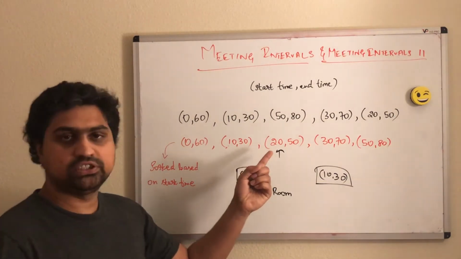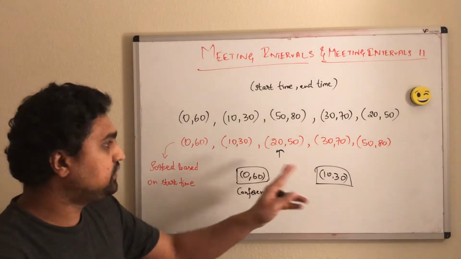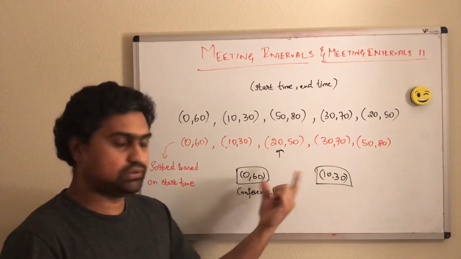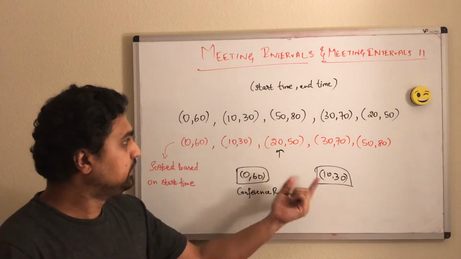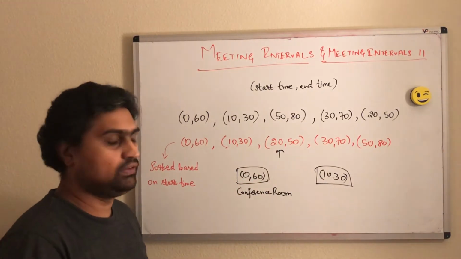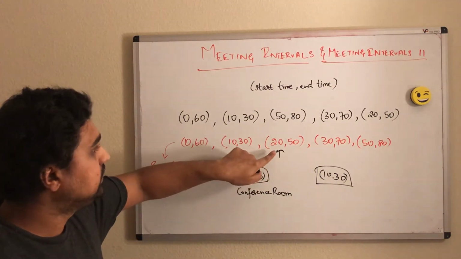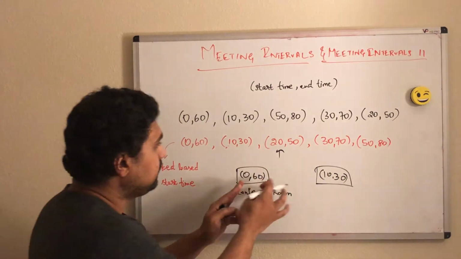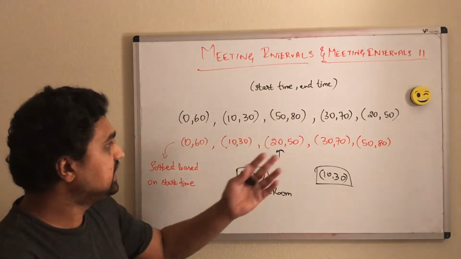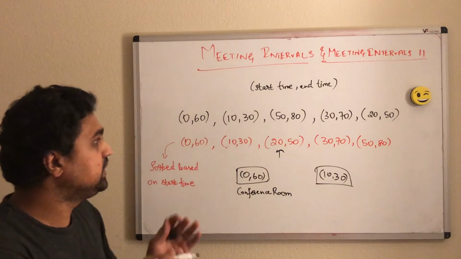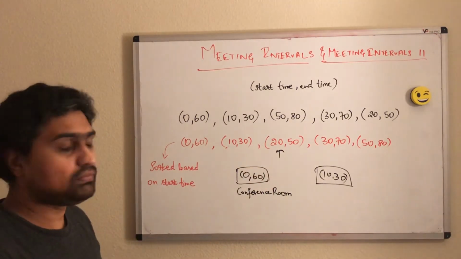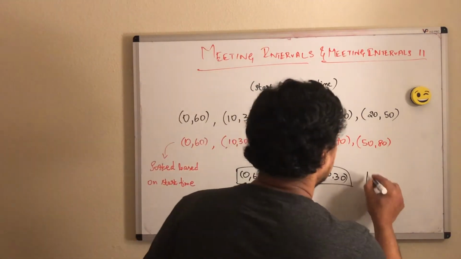The start time of this meeting is 20. So let's check if any of these conference rooms are available. How do we do that? If any of these meetings finish before the start time of this meeting, then that conference room would be available. In this case, the start time of this meeting is 20, and the end time of the first meeting that ends is 30, which is still greater than the start time of this meeting. So we need another conference room to accommodate this meeting. Let's create a new conference room.